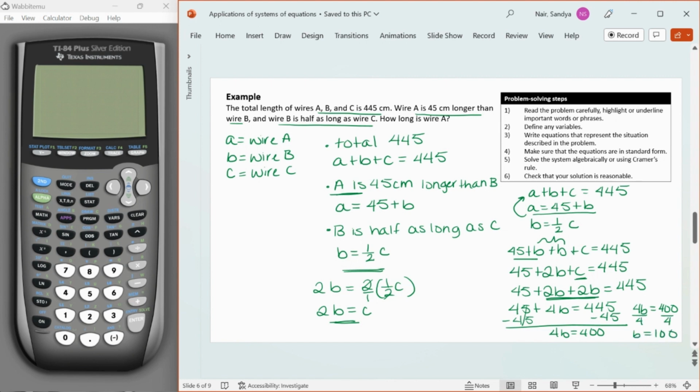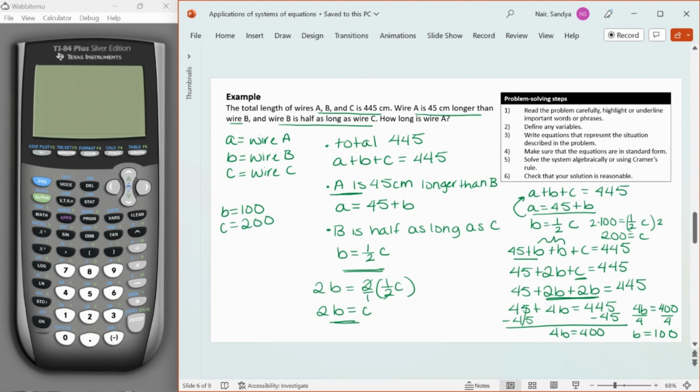So if I do 4b equals 400 and divide both sides by 4, that's going to give me b equals 100. Okay, so b equals 100, I finally figured out the value of one of my variables, and I can just use that to plug in and figure out everything else. So we have here b equals 1 half c. So if we say that 100 equals a half of c, right? And then I multiply both sides by 2. Let's go ahead and do that. That's going to give me 200 equals c. Okay, so the value of c is going to be 200.